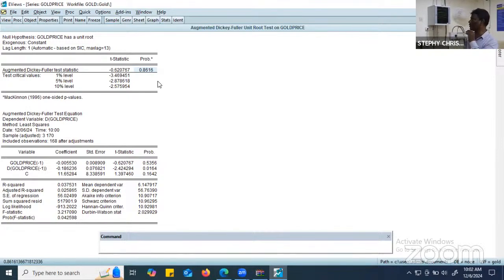One more thing. Look at the equation below. I told you, it is using the lag. So look at the equation here, the ADF test equation. You can see the dependent variable, and also you can see the regressors. Regressors means you can see the lag of gold price with the first difference term also there. Constant. This is with constant. This is a specification.